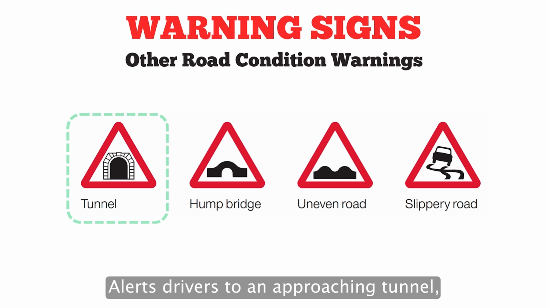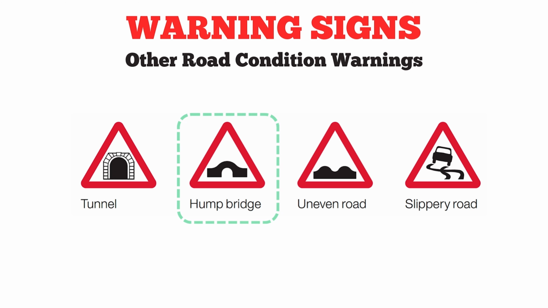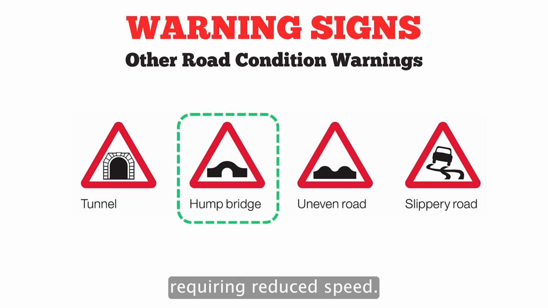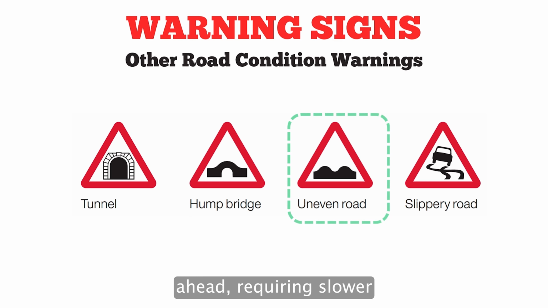Tunnel alerts drivers to an approaching tunnel where lighting and ventilation conditions may change. Hump bridge warns of a bridge with a sharp rise, requiring reduced speed. Uneven road indicates a rough or bumpy road surface ahead, requiring slower speeds for safe driving.